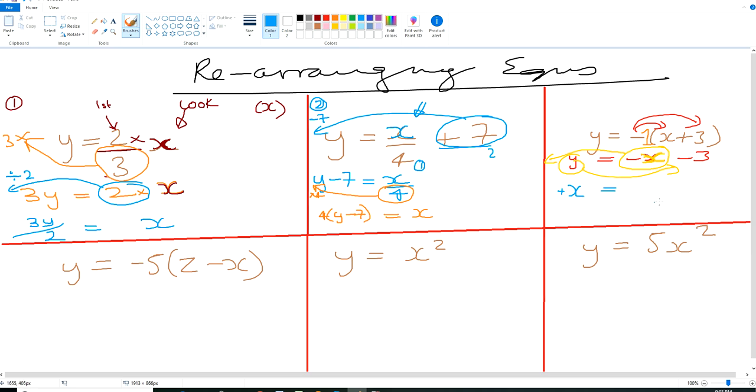The plus is put there for emphasis and not necessary. The minus 3 was already there. The plus y was here. It comes over, it comes as minus y. And we have finished the question. That question is done. So x is equal to minus 3 minus y.